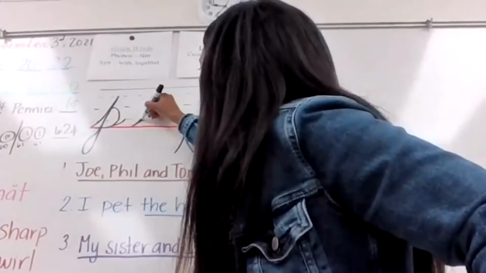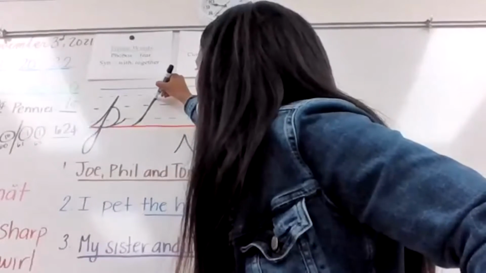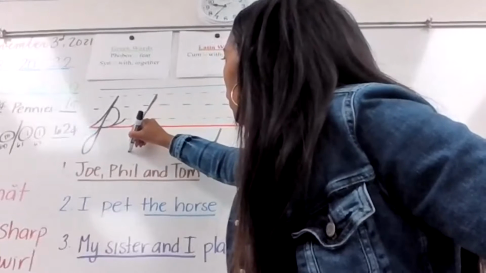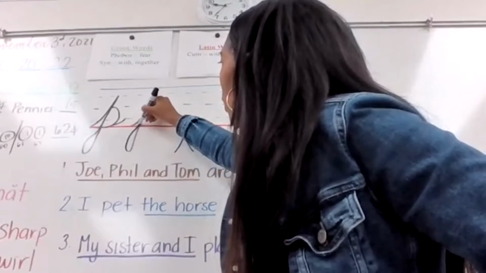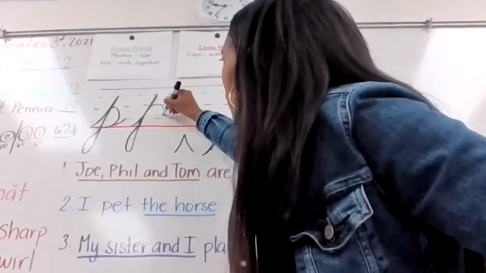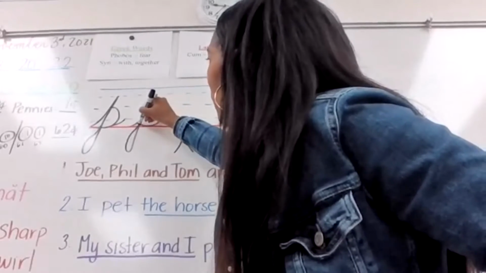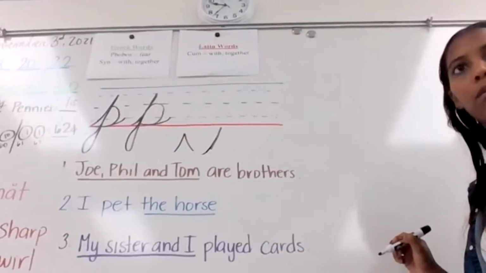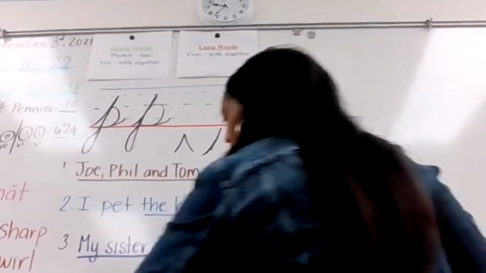And then you're going to curve up, come down. You're coming off the line. You're going to loop to the back. Go up, back of the line to the middle. Curve to make your P, the circle part of your P. And then you kick it out. That's your letter P. Okay?